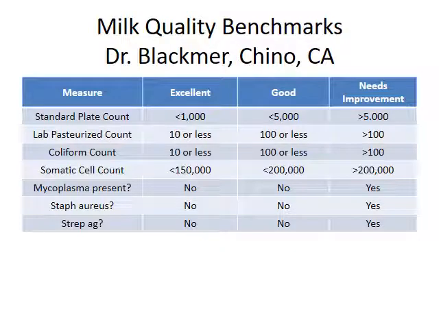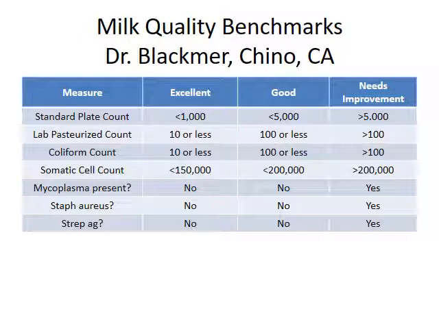Just something I found might be helpful if you're evaluating a farm. This is a good set of benchmarks related to milk quality and mastitis. We've got excellent, good, and needs improvement for standard plate count, lab pasteurized count, coliform count, somatic cell count, and then do we have mycoplasma present, Staph aureus, or Strep ag? And if we do, we're going to have to get rid of them in some way, shape, or form. As we'll see as we move forward, mycoplasma is not something you want at all.